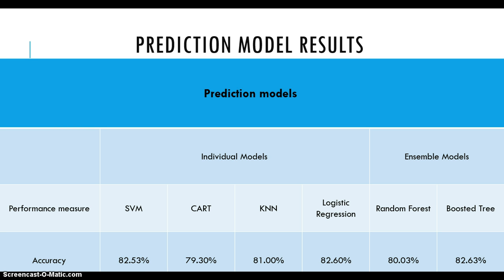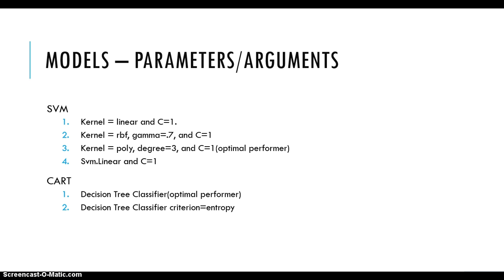Again, here is the table of the models used, and you can see the different models and the accuracy. They all performed fairly similar, with the boosted tree just being slightly better than the logistic regression, which was slightly better than the SVM. The different parameters and arguments that were passed in, you can see for SVM, it was the kernel poly with the degree 3, and C equals 1 was the best performer.